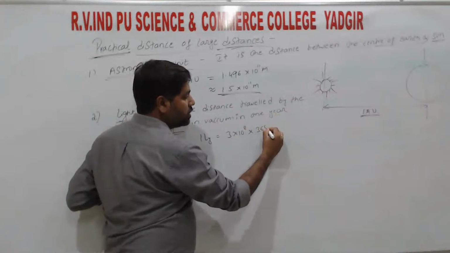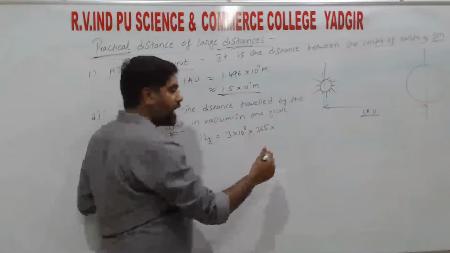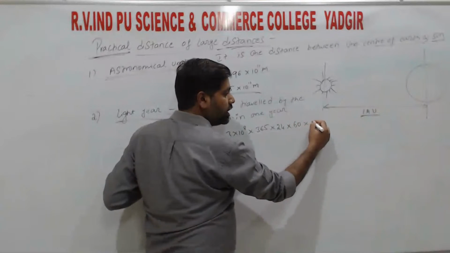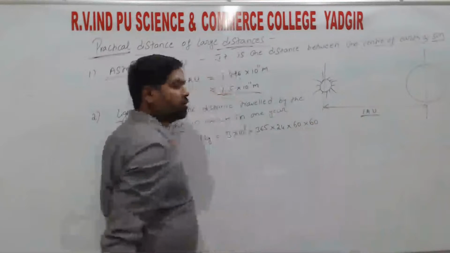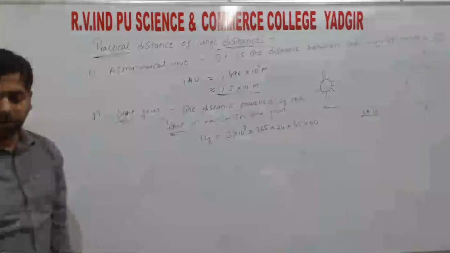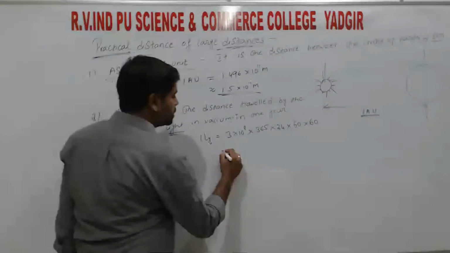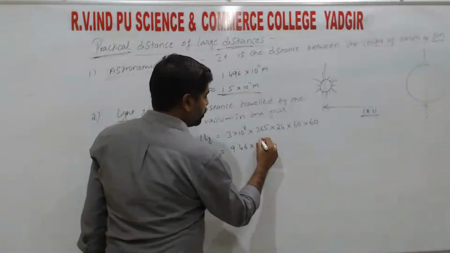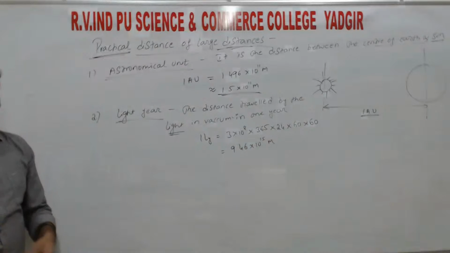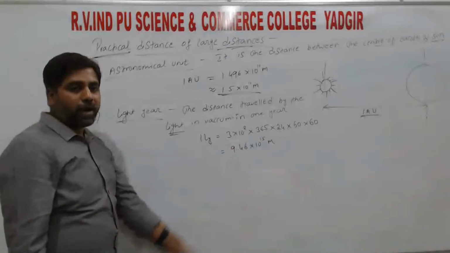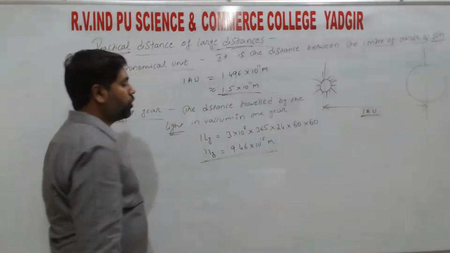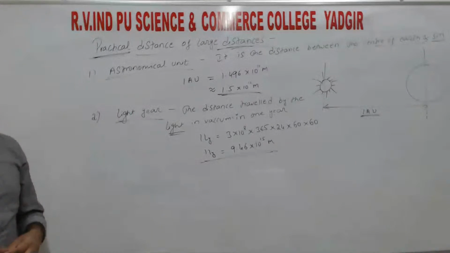So 1 year means 365 days. So each day we have 24 hours, right? So each hour we have 60 minutes. So each minute we have 60 seconds, right? So we have to multiply all these. So when we multiply, what value do we get? 9.46 into 10 to the power of 15 meter, right? So calculate, multiply and find the value. So that is 1 ly. 1 light year is equal to 9.46 into 10 power 15 meter.